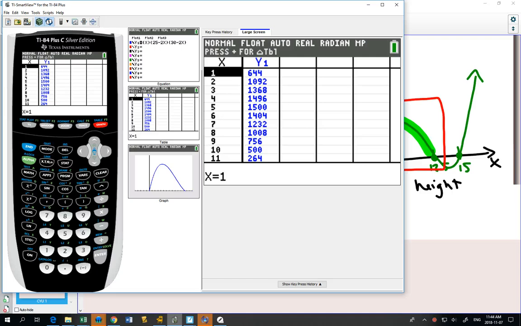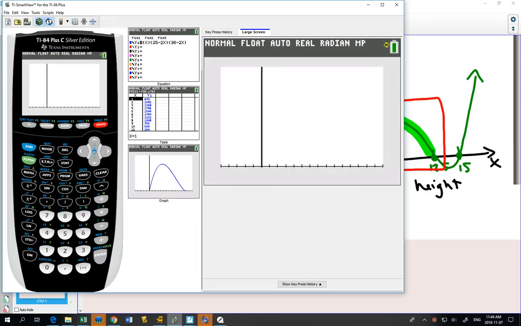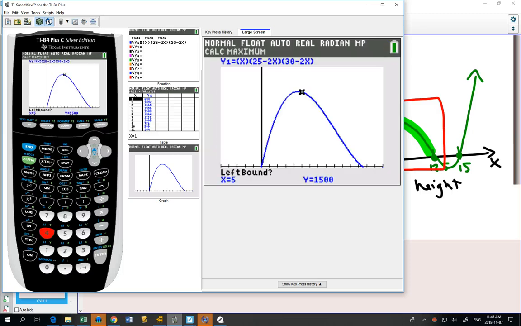So when I go back to my window, I can set my y maximum value to be bigger than 1500 but close. So I went to 2000, and now when I hit graph, I can see that maximum value. So I can then calculate the maximum. Choose a value on the left. I'll pick x equals 2. Pick a value on the right. I'll pick 10. Yes, my maximum is between those two values. Push enter again.